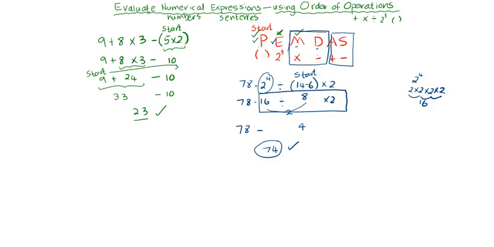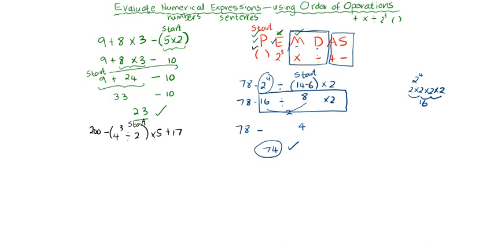Okay, just one last example now. Let's say we had 200 minus 4 to the power 3 divided by 2 times 5 plus 17. All right, so again, we're going to go with parentheses first. So we're going to start here with the parentheses.